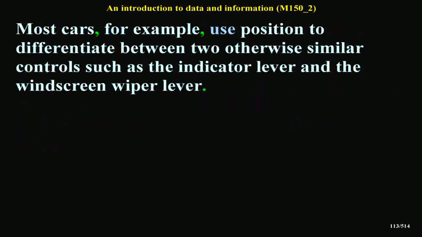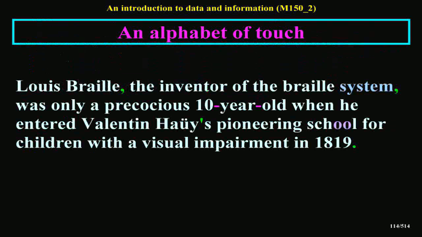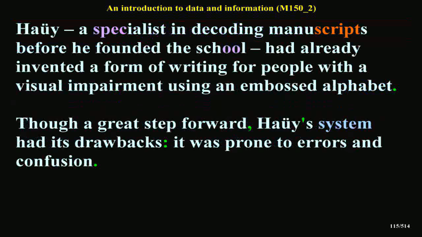Most cars, for example, use position to differentiate between two otherwise similar controls such as the indicator lever and the windscreen wiper lever. An alphabet of touch. Louis Braille, the inventor of the Braille system, was only a precocious 10-year-old when he entered Valentin Haüy's pioneering school for children with a visual impairment in 1819. A specialist in decoding manuscripts before he founded the school, Haüy had already invented a form of writing for people with a visual impairment, choosing an embossed alphabet. Though a great step forward, Haüy's system had its drawbacks. It was prone to errors and confusion.